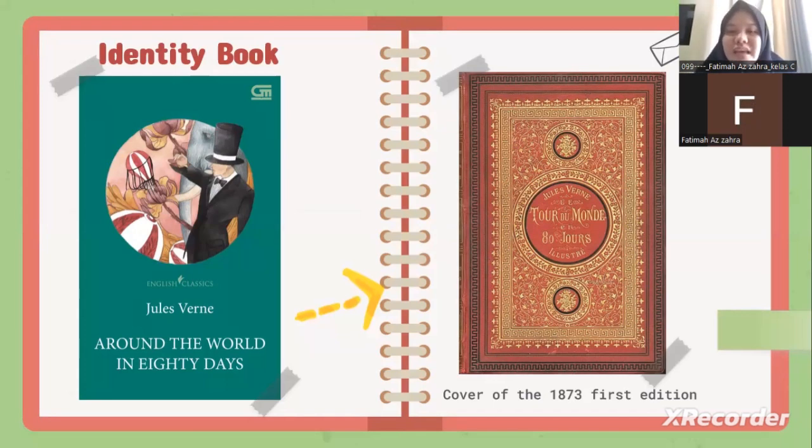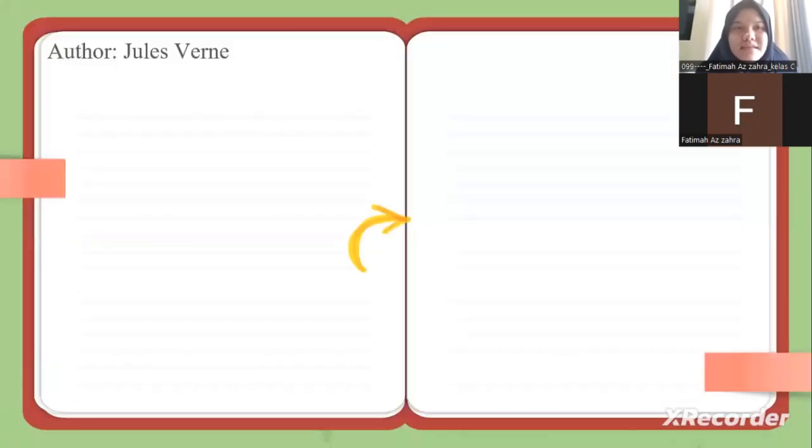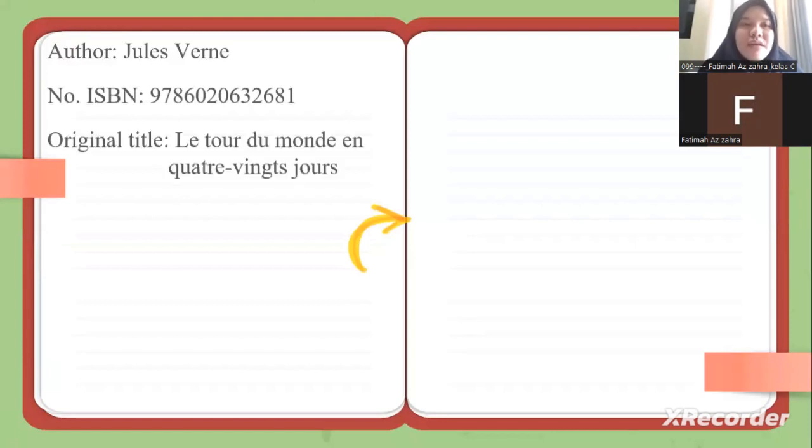This cover is from the year 1873. The title of this book is Around the World in 80 Days. The author is Jules Verne. The ISBN number is 9786020632681. And the original title of this book is in the French language.